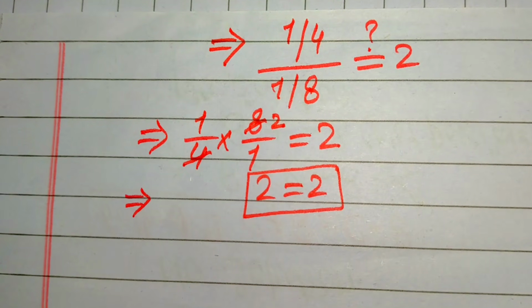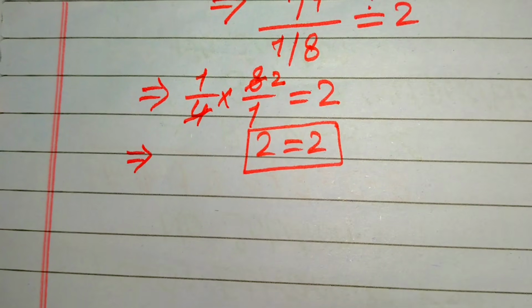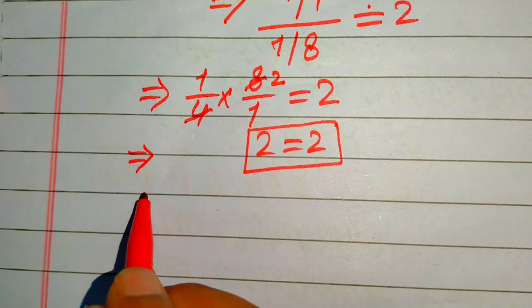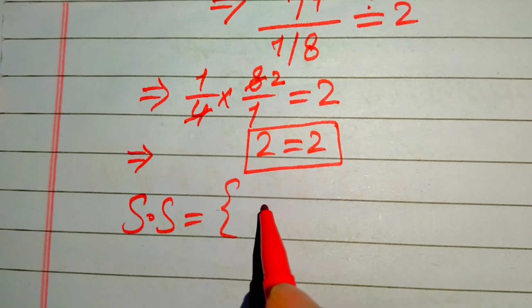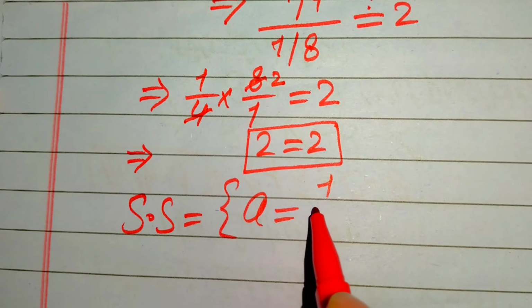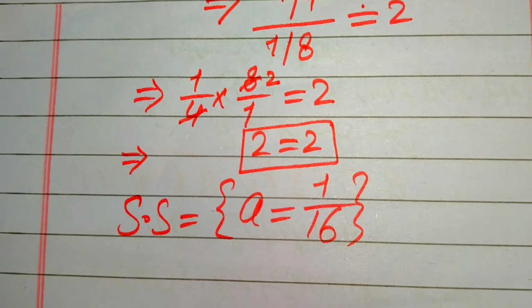This shows that the value a equals 1 over 16 satisfies our given question statement. And finally we have the solution set of this problem, which we get here from the first method, a equals 1 over 16. This is the only solution which we get here in this method, and this is our final answer. And now we again solve this problem with the second method.